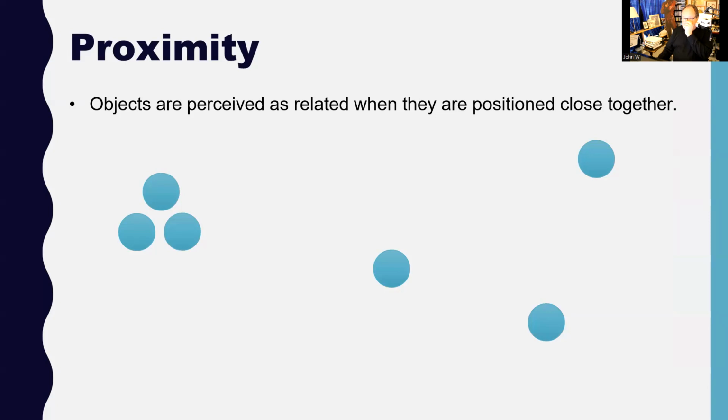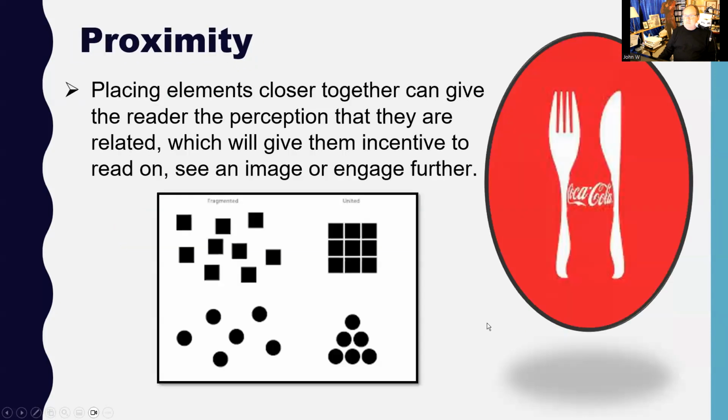Based on proximity, which group of circles looks like they belong together? You can make the argument that these look like they belong together, but it's not proximity. It's repetition. It's not even spacing, really, because it's uneven. More proximity.